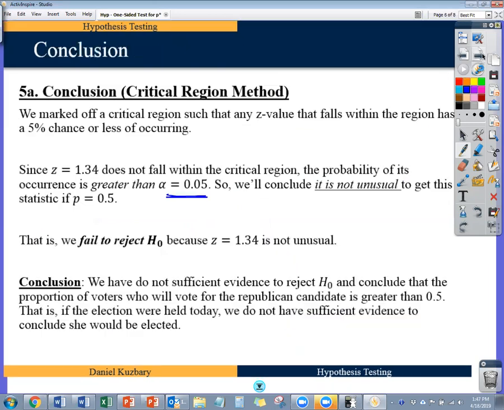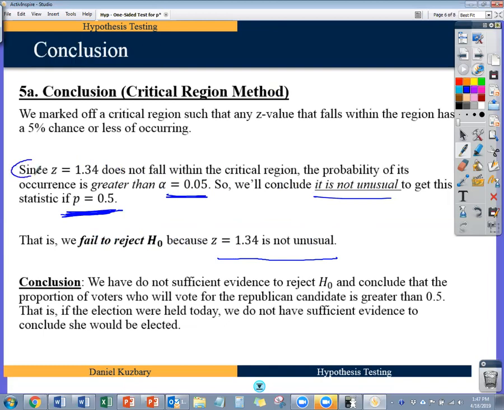This is a greater than 5% chance of happening. So we're going to conclude it's not unusual to get this statistic if P is really 1/2. So if the null hypothesis is true, this is not unusual. So that's our conclusion. We're going to fail to reject H naught because this is not unusual. It doesn't fall in the critical region.